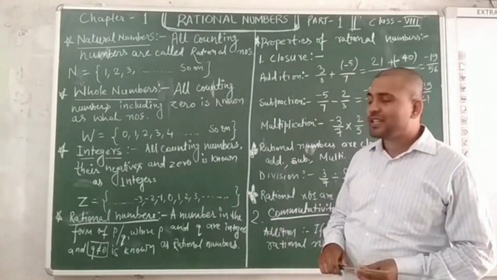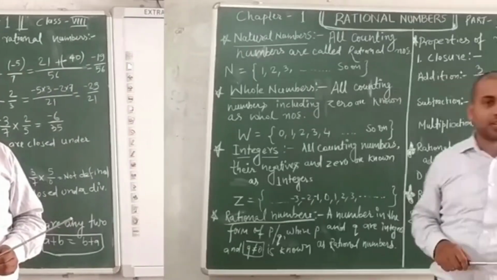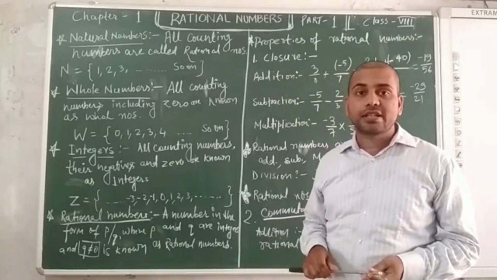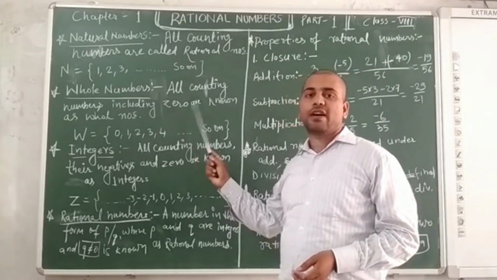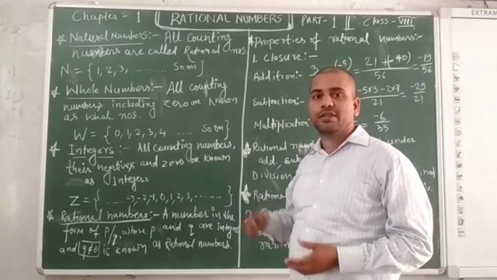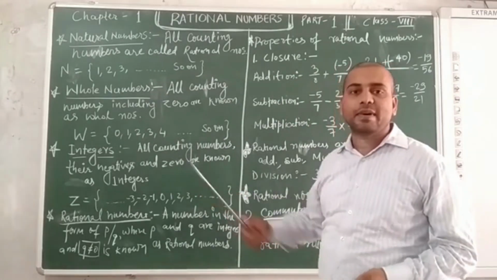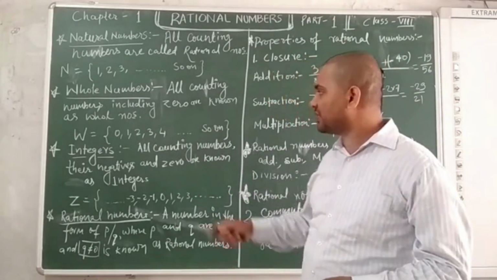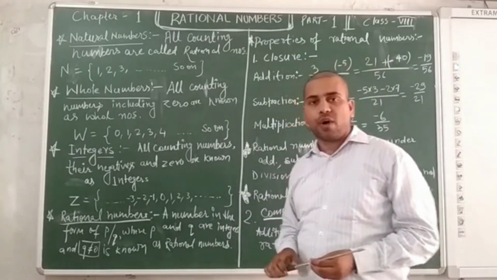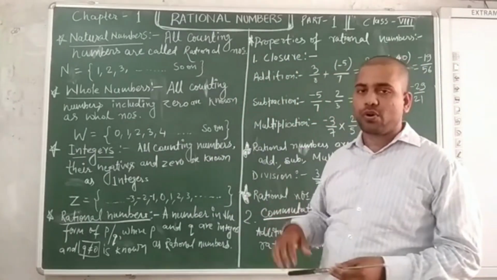Okay? Coming to the next topic, which is whole numbers. Students, what are whole numbers? All counting numbers including 0 are known as whole numbers. It is represented by capital W and the set of numbers is 0, 1, 2, 3, 4, 5, 6 and so on.